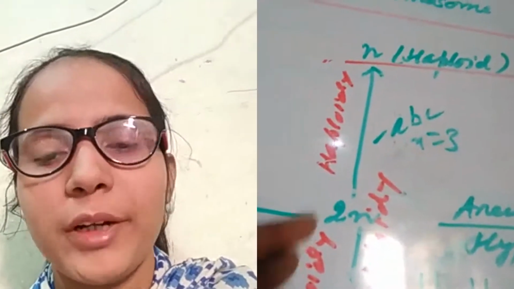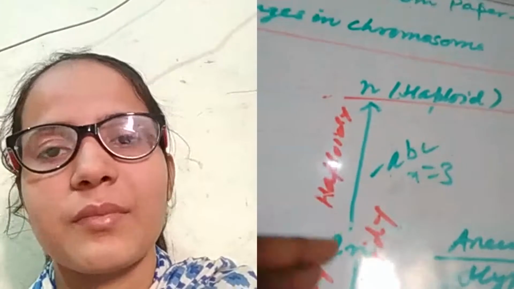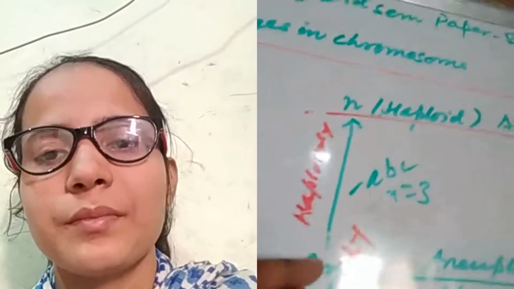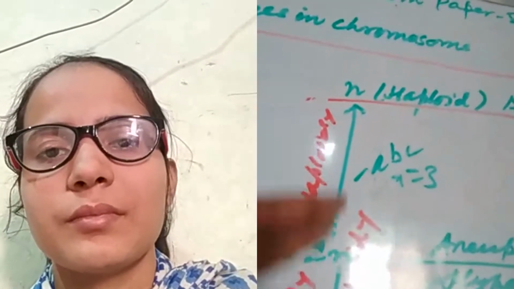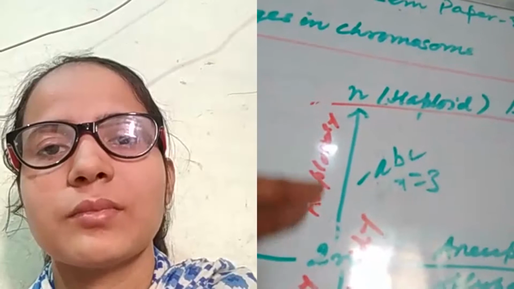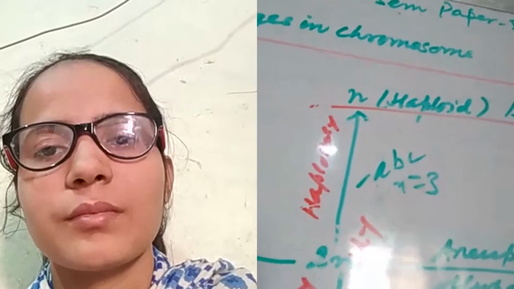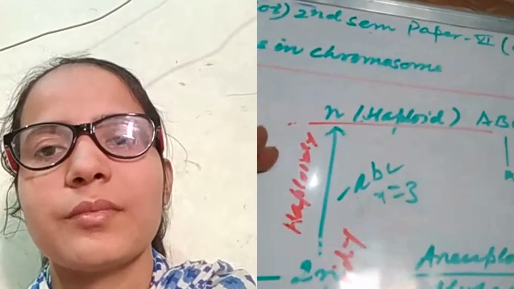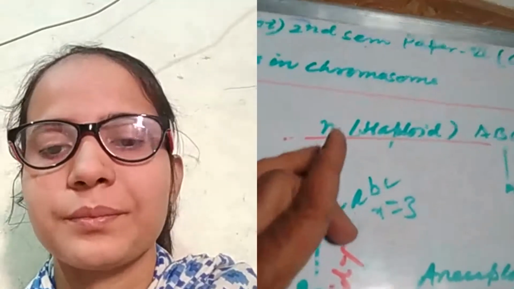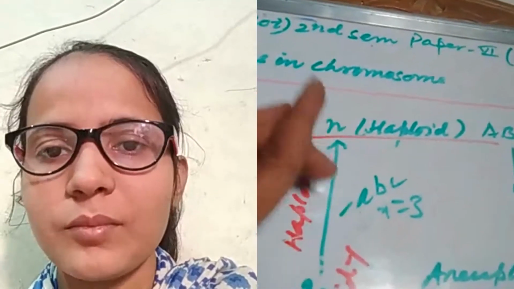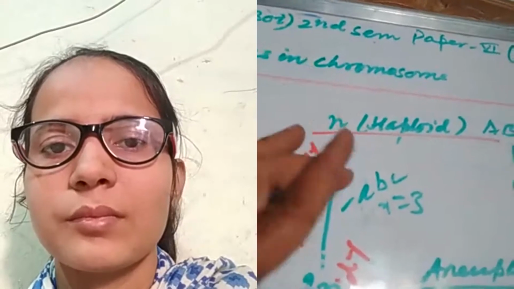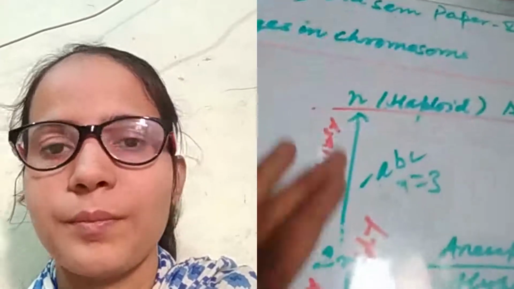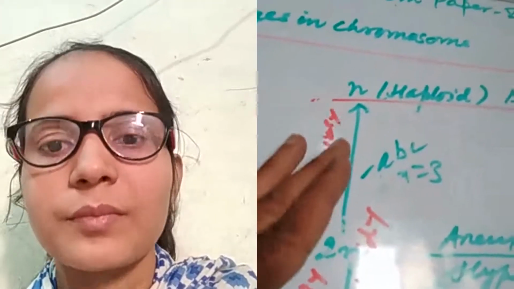Poly means more than 2, and haploid means 1. So if there is loss of one set of chromosomes from the normal chromosome complement, it will be haploidy. If there is gain of one or more than one set of chromosomes, it will be polyploidy. These haploidy and polyploidy constitute euploidy. Why is it euploidy? Because there is loss or gain of a complete set of chromosomes. So this is one type of numerical change in chromosomes.